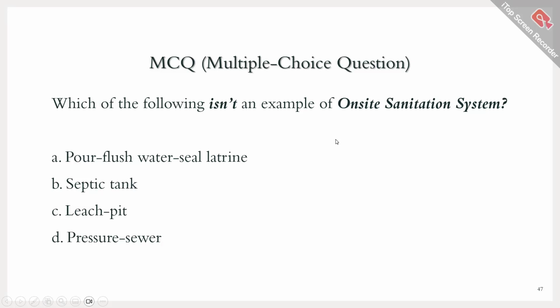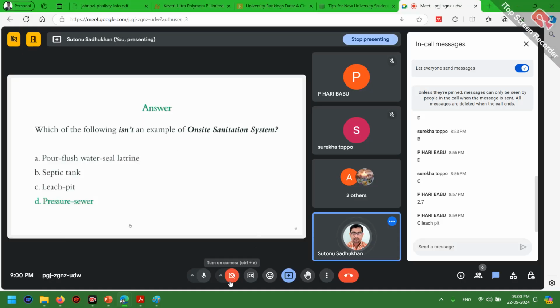So the answer is pressure sewer. Septic tank, leach pit, and pour flush water seal latrine, all three are examples of on-site sanitation systems. Only the pressure sewer is not an on-site sanitation system. These are memory-based questions.